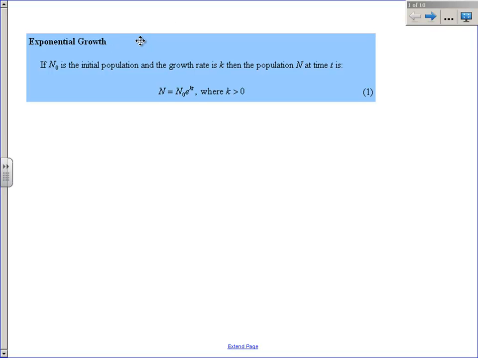Well, hi guys, we're going to do some examples of logarithms today. We're going to do some exponential growth and decay, probably the most important logarithmic application for the AP exam whenever you take calculus. So we're going to spend a full day on this one.